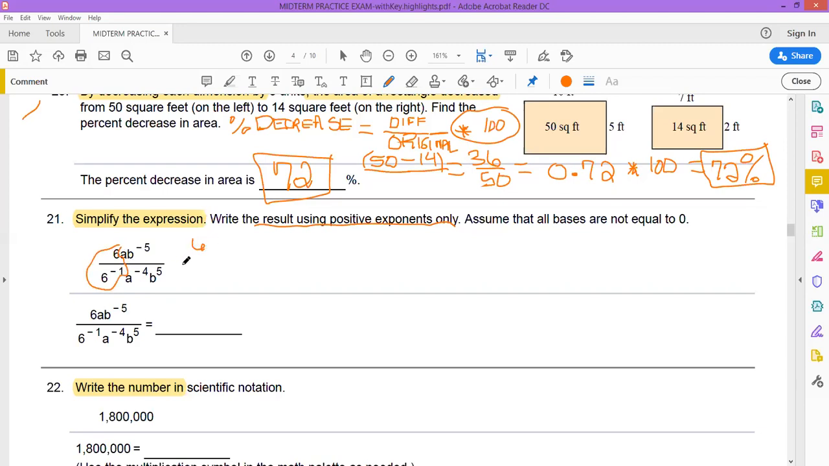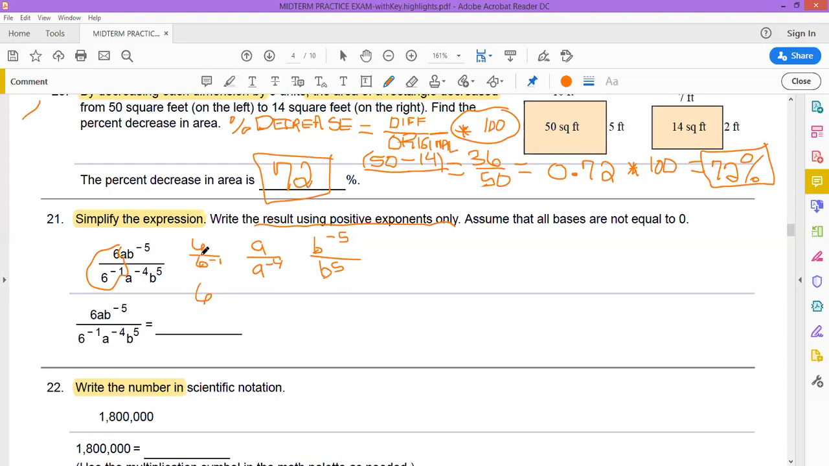We got 6 over 6 to the negative first power. And then our A terms, we have A in the numerator divided by A to the negative fourth power. Our B terms, we have B to the negative fifth power in the numerator and B to the positive fifth power in the denominator. Now for each of these terms, our quotient rule, when we divide terms that have the same base, we keep the base.